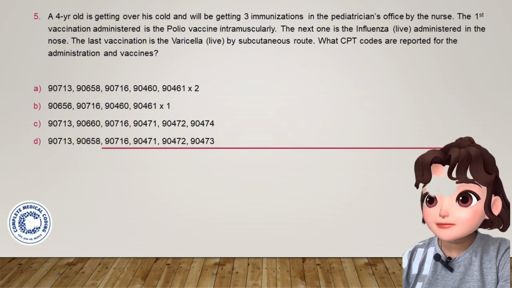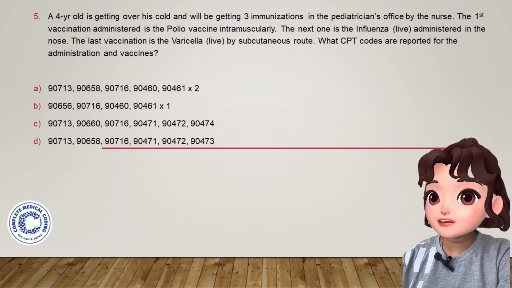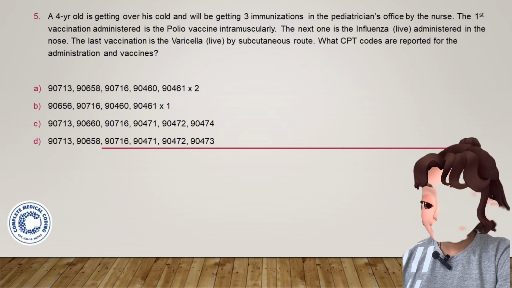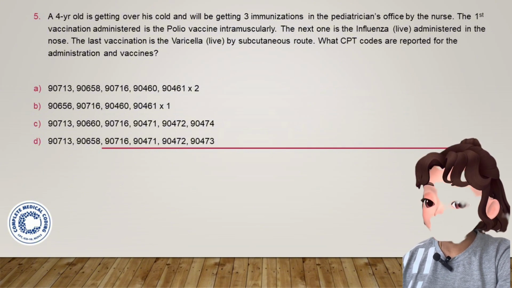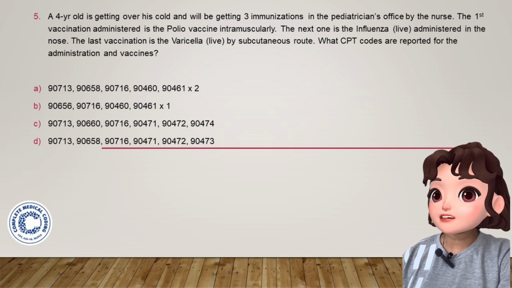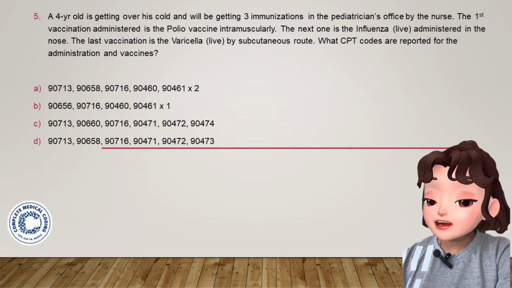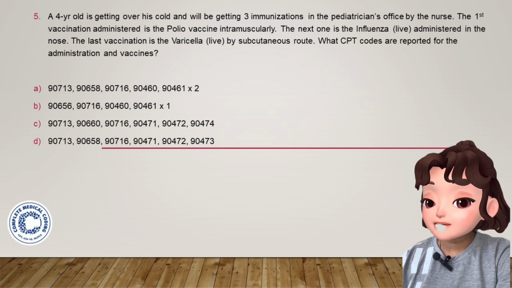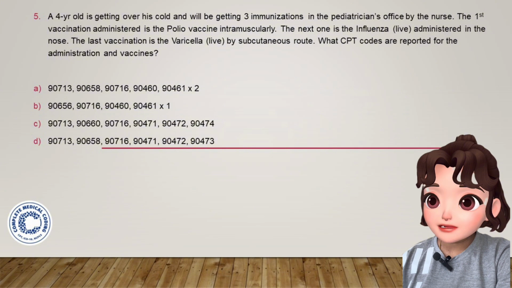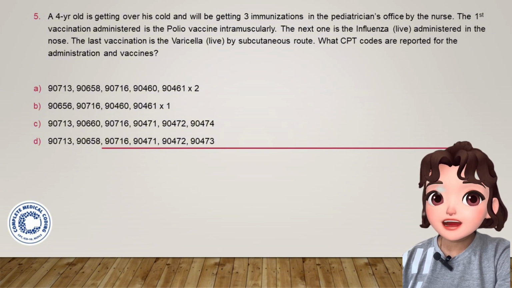Let's move to option C, 90713 for polio. What is 90660? 90660 represents influenza virus vaccine trivalent live for intranasal use. The option A code 90658 is also trivalent, but this is split virus. In our question, it is trivalent live. So 90660 will be the code for influenza. Okay, live vaccine. That's why in the bracket they have mentioned live vaccine.